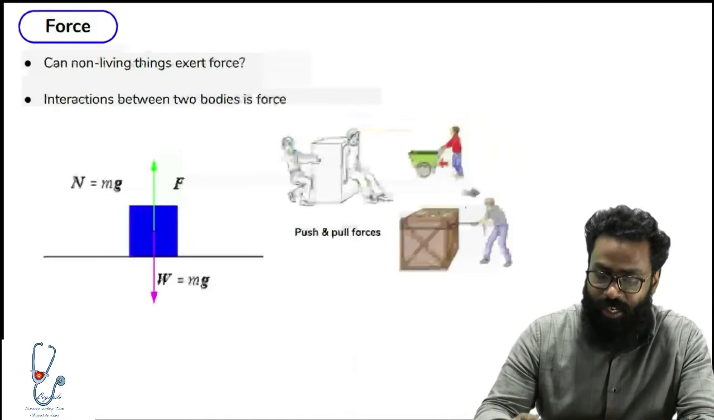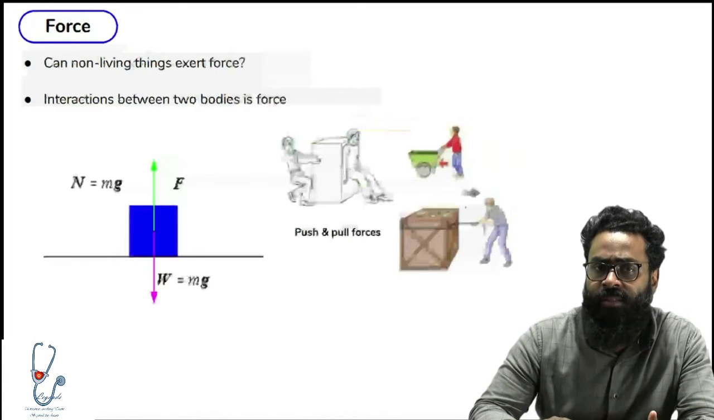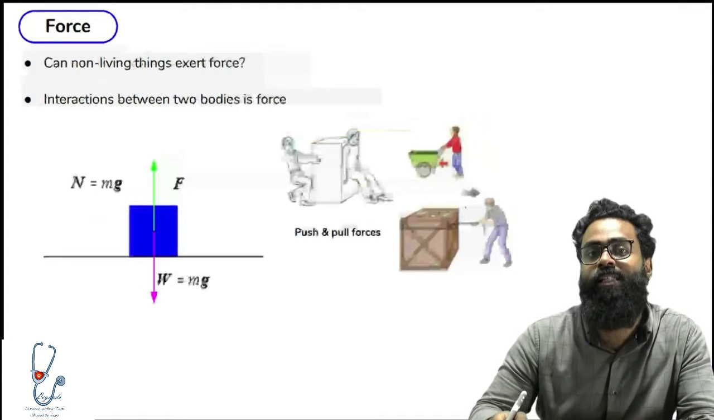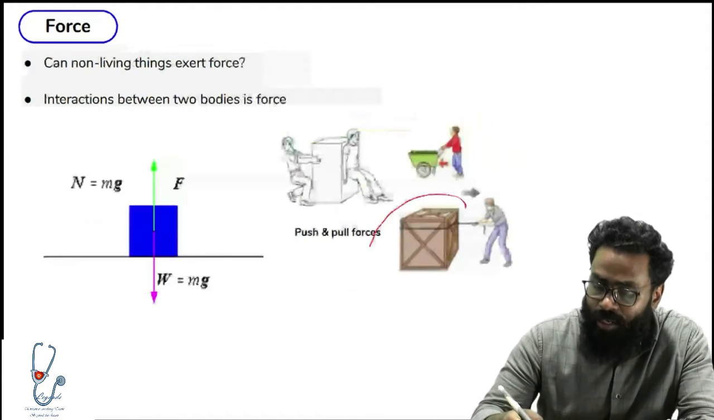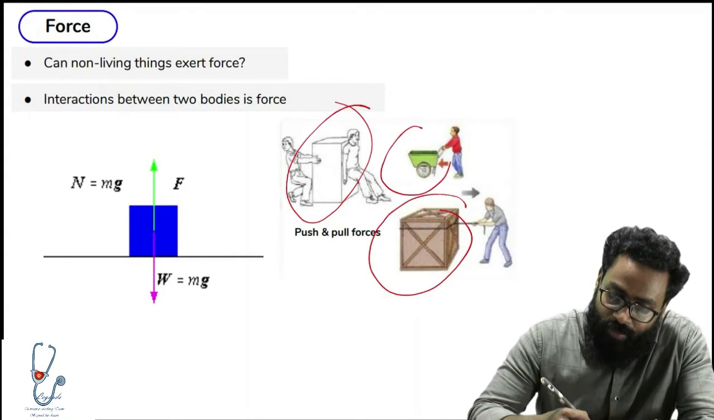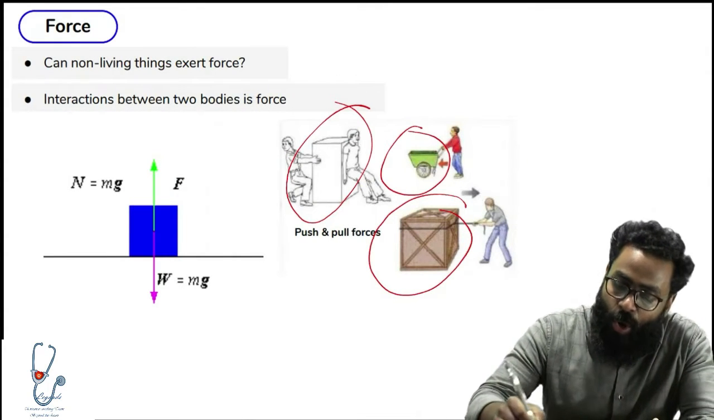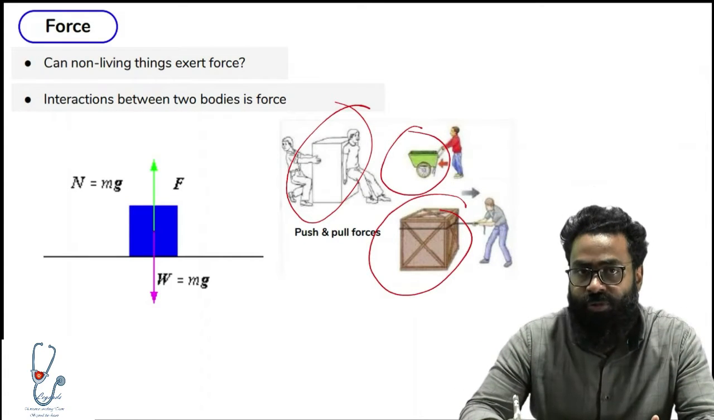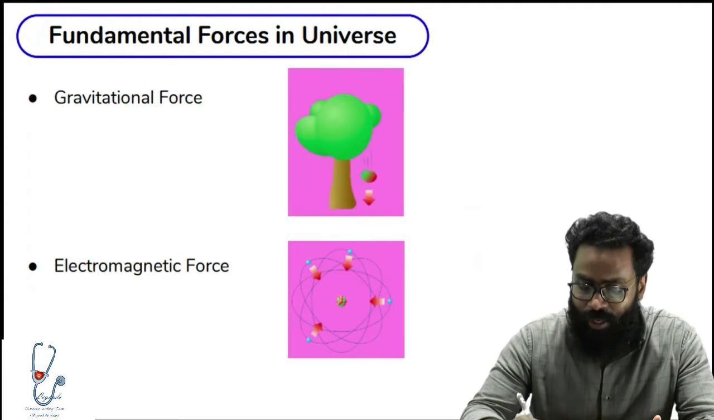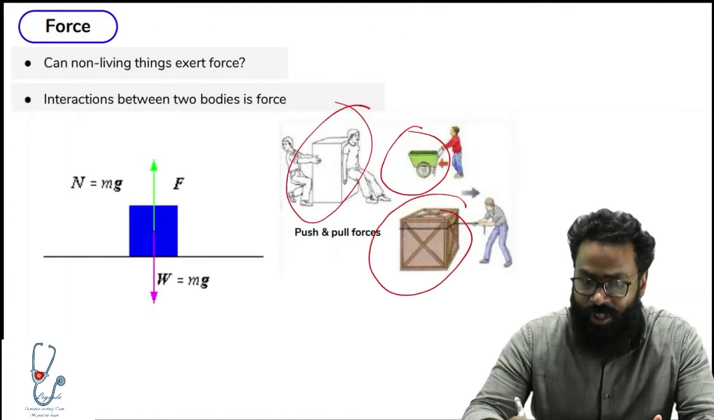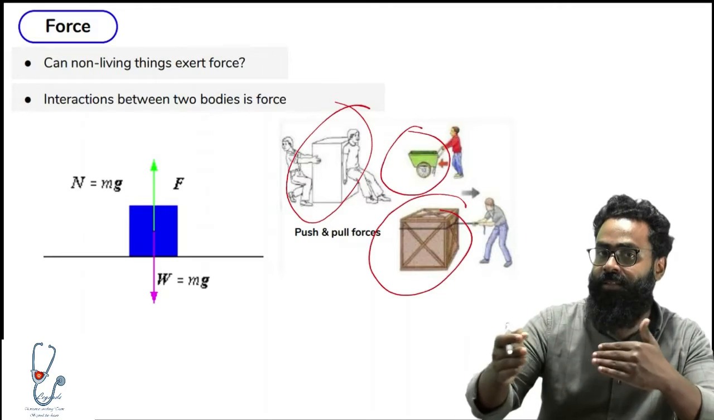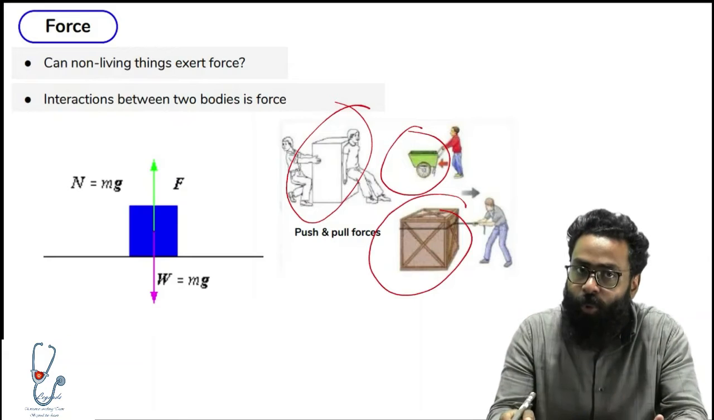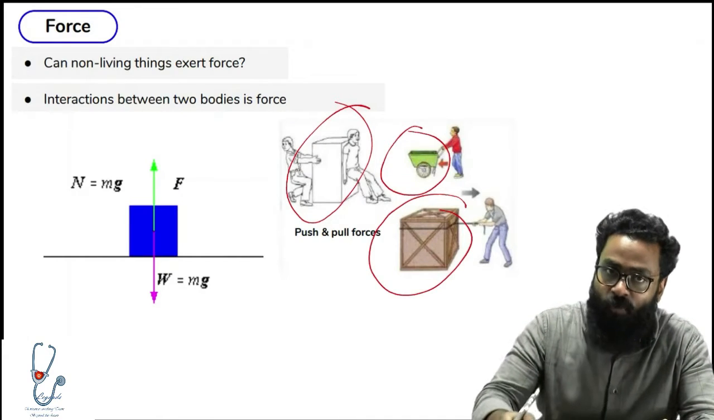Okay. The next thing we have discussed is a question: do non-living things exert forces? Yes, of course. In the slide, there is a box, a wall, and a trolley. These exert a force. How do they exert a force? They exert a force between the two. There is a man and a box, so they exert a force between the two. So non-living things exert force.